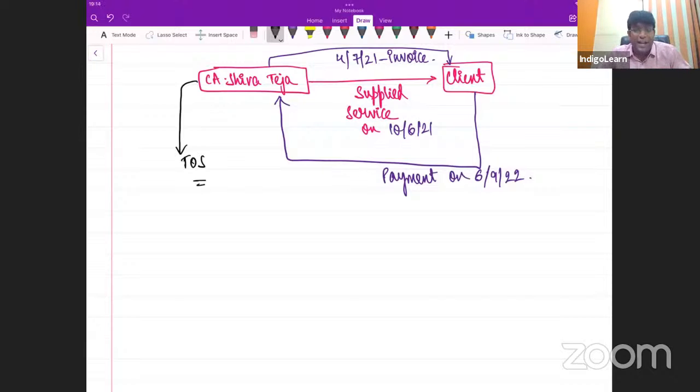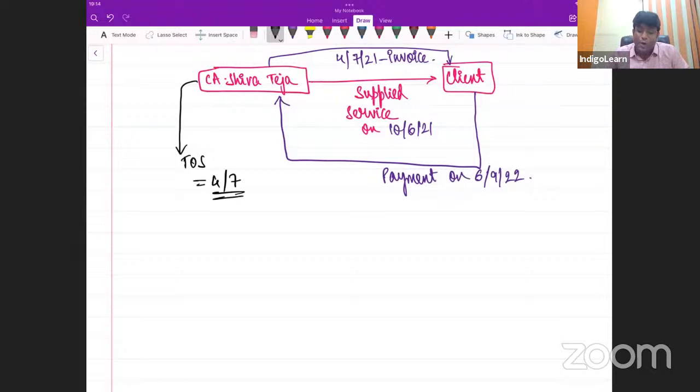No doubt about it. In this particular case, in case of services, time of supply depends upon when invoice is issued, whether it is issued within time or not within time. Here invoice is issued on 4th of July. That means within time. Then time of supply will be date of invoice or date of payment, whichever is earlier. So time of supply will be 4th of July, because invoice is issued within time.